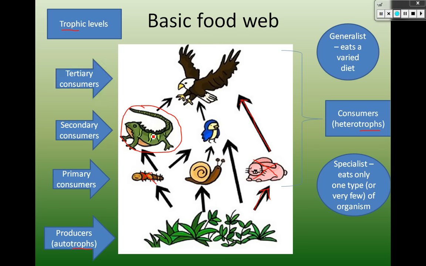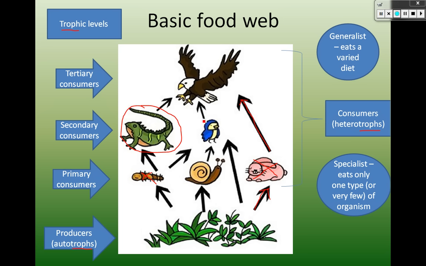We can keep going. You can have quaternary consumers. You can even have quintenary consumers. But in this food web, we only have 4 levels: the producers, primary, secondary, and tertiary consumers. Now, one of the things you might notice is that some organisms eat from 2 different levels.